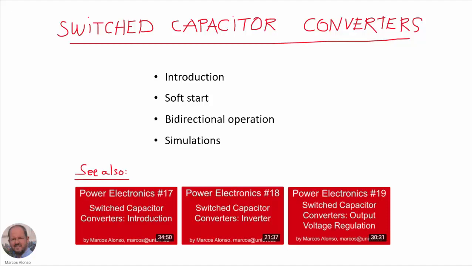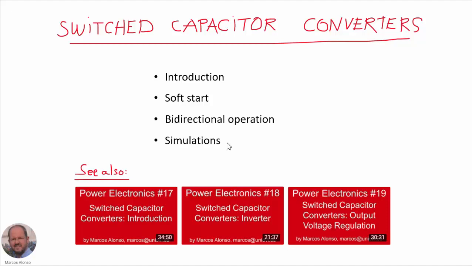Today we are going to continue studying switch capacitor converters. Here is the outline of this presentation. We are going to see first an introduction and then we will deal with two issues in switch capacitor converters. The first one is how to implement a soft start, and the second one is how to implement switch capacitor converters with the capability of bidirectional operation. And along the video we will see several simulations to illustrate these aspects.